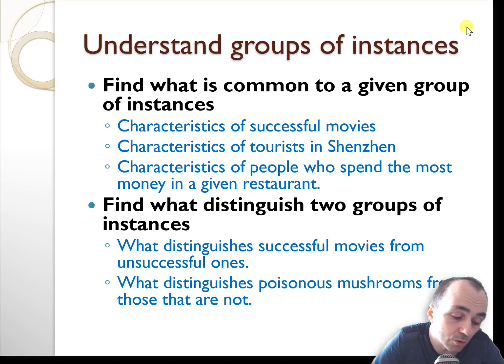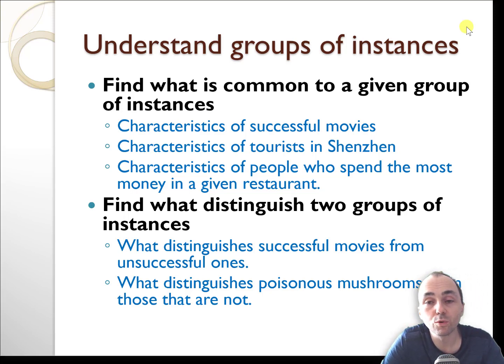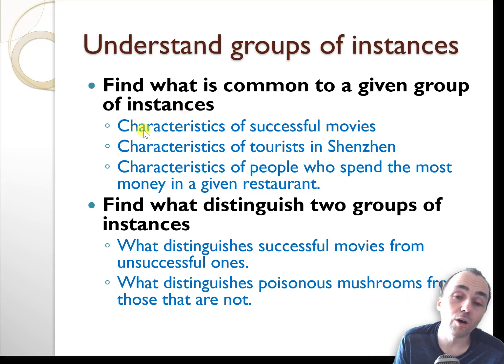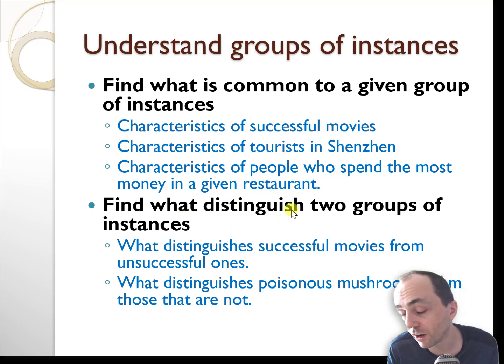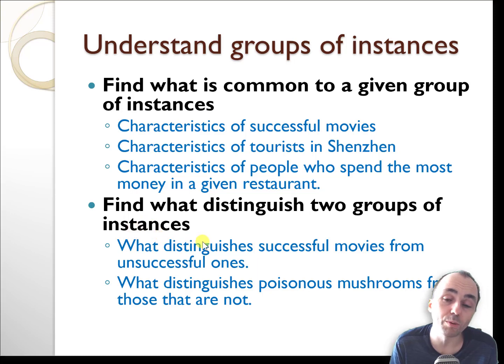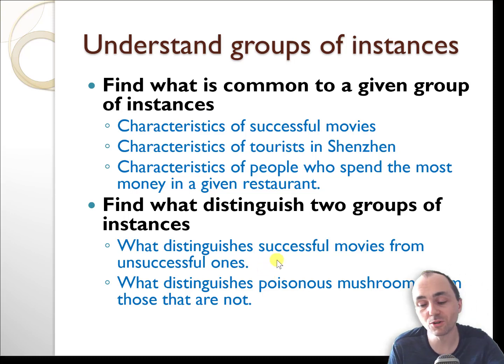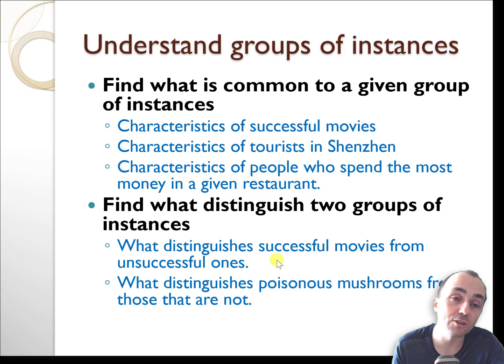Other things we can do with data mining is to look at a group of instances. Instances means people or objects and so on. Maybe we want to find what is common to some group of instances, like what is common to the successful movies, the movies that make a lot of money, or the people that spend the most money in a restaurant. We want to understand what is common to these people. Or maybe we want to find what is different between two groups, like the difference between the good movies and the bad movies, and so on. All of these are examples of things we can do with data mining.